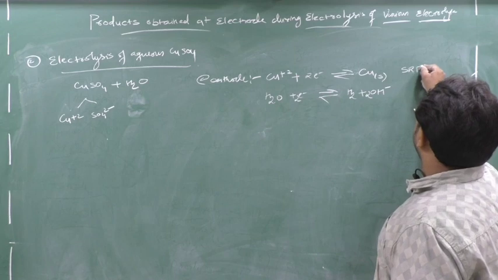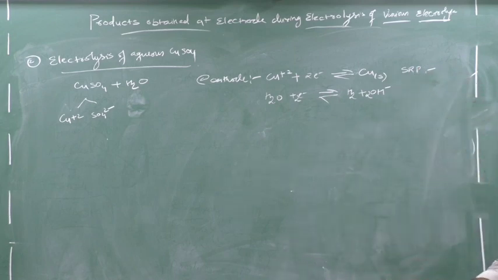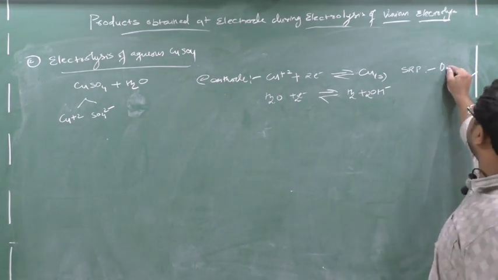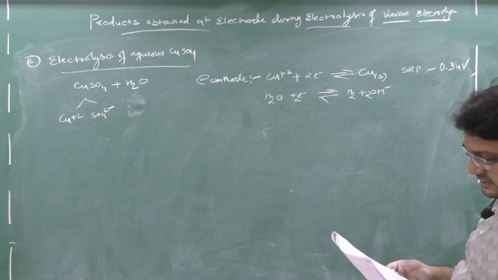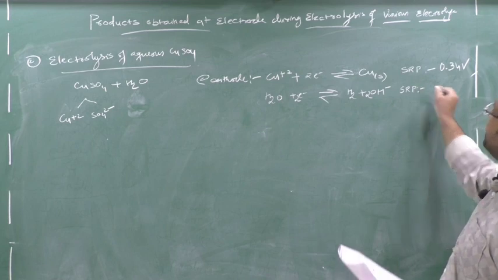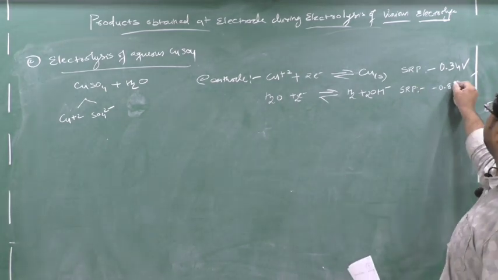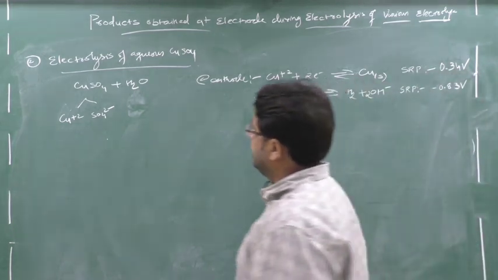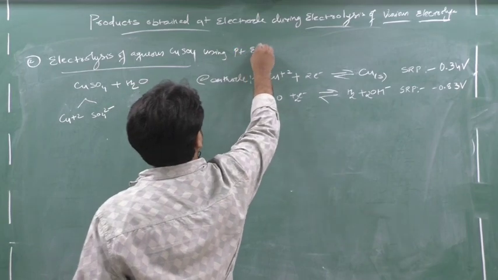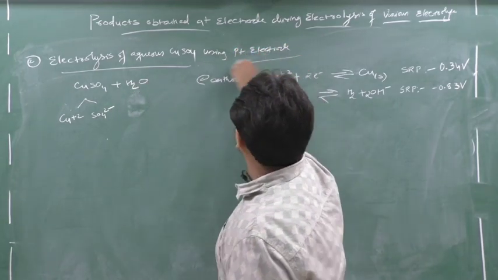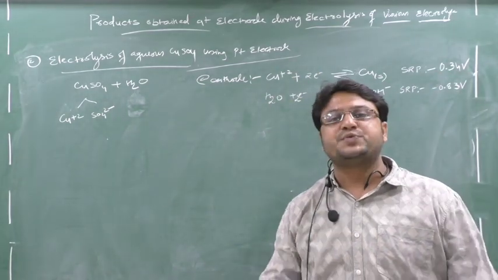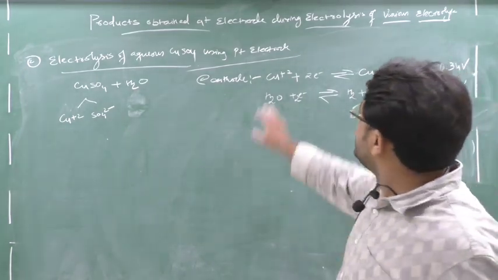If you write down the SRP value for copper, it is 0.34 volt. And the SRP value for water at the cathode is minus 0.83 volt. One thing more I forgot to tell: electrolysis of aqueous solution using platinum electrode. What is this new? Nothing new, man. Platinum electrodes are one type of inert electrode. They just provide a space to do oxidation and reduction. No role in the reaction.